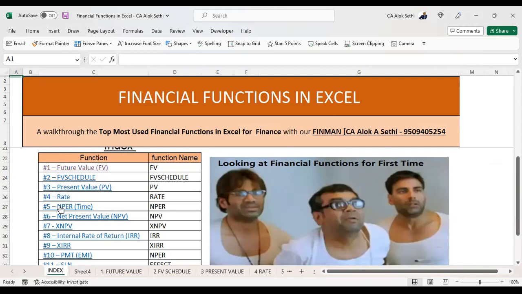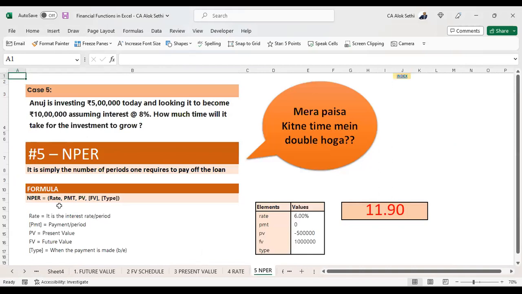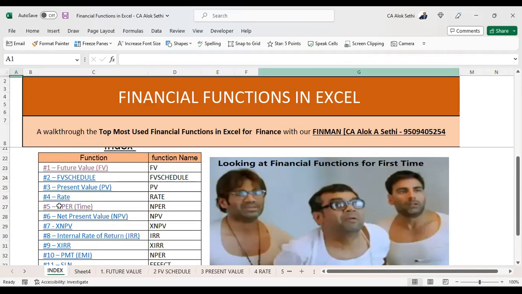Suppose I want to go to NPER. I will click on this sheet NPER. It will take me to the NPER sheet. And when I click on index, it will take me back to index. Okay, so these are some things that you can learn when you learn basics of Excel or advanced Excel. तो ये सब चीजें आती हैं, ठीक है?